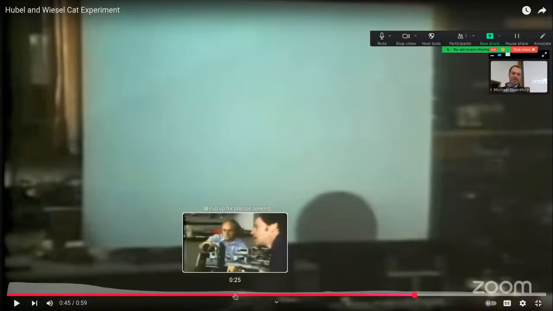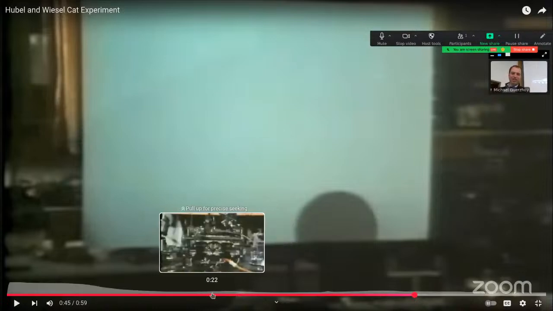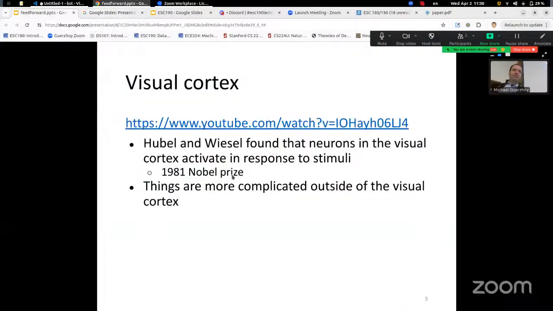And the cat, okay, I'll briefly show you the cat. It's over here. So basically the electrode is in the cat's brain, and they do find that that results in a particular neuron firing. So that indicates that yes, there is a connection between neurons firing and cognition.